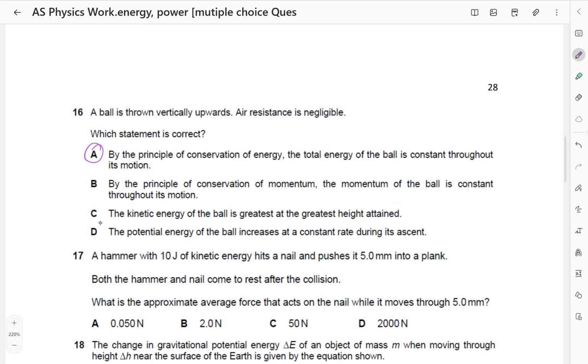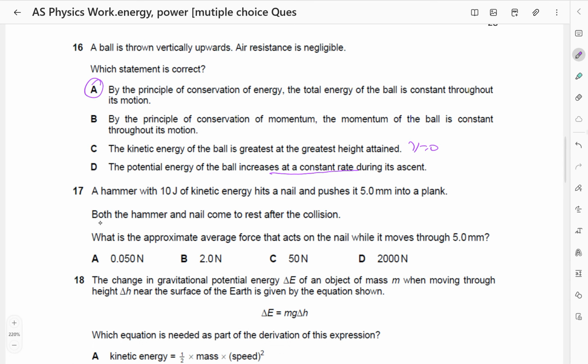The kinetic energy of the ball is greatest at the greatest height. Of course, at the greatest height, V becomes 0, kinetic energy becomes 0. So that one is not true. The potential energy of the ball increases at a constant rate during its ascent. It does not increase at a constant rate because rate brings in time. As time goes on and its speed becomes smaller, the potential energy does not increase at a constant rate. Okay.